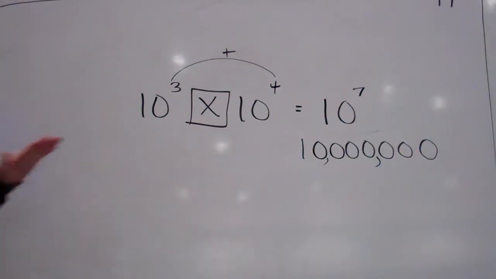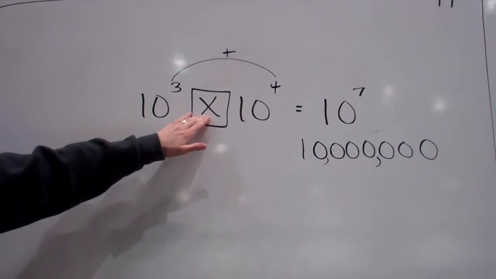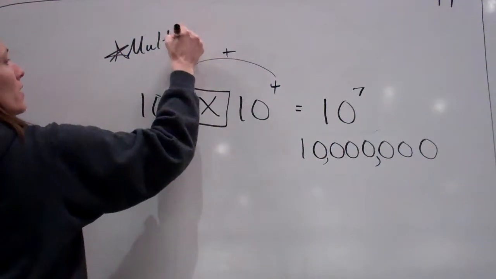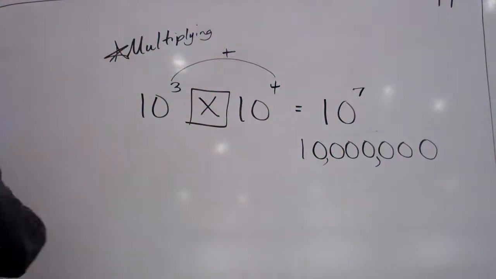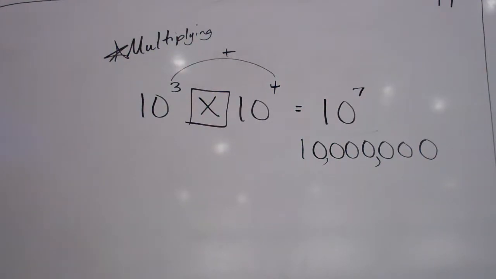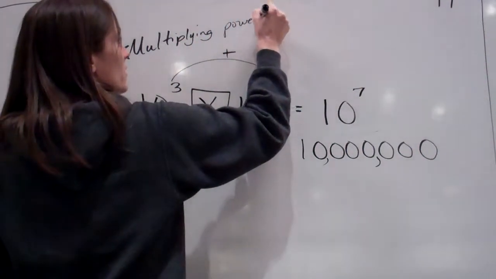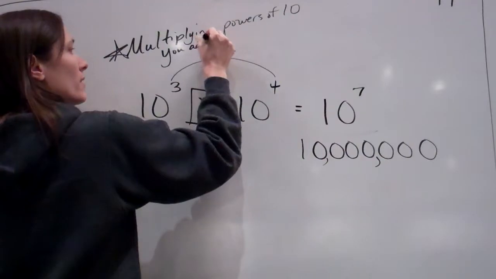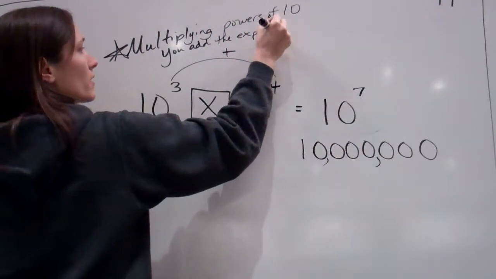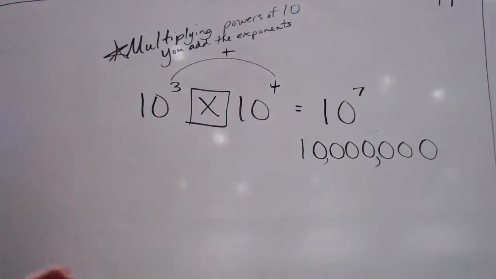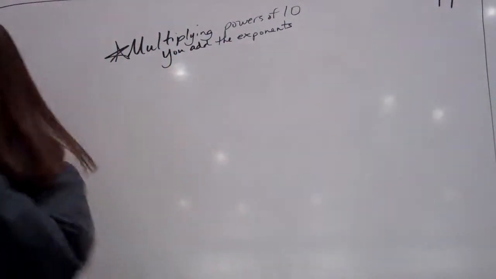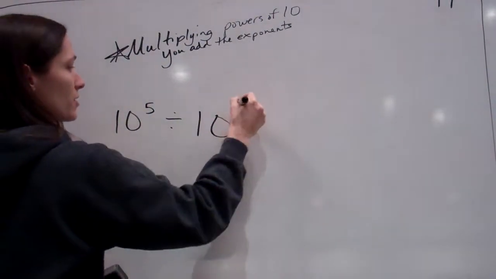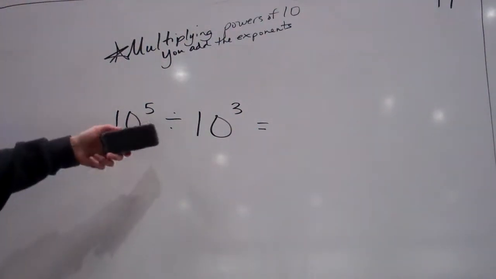Everybody understand? All right, now, just like multiplying, you can add your exponents, and you may even want to write this down. When multiplying powers of 10, you add the exponents. Now this time, we are going to divide. For example, 10 to the 5th divided by 10 to the 3rd. This one is divided by.